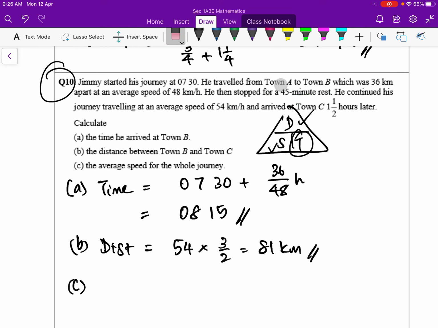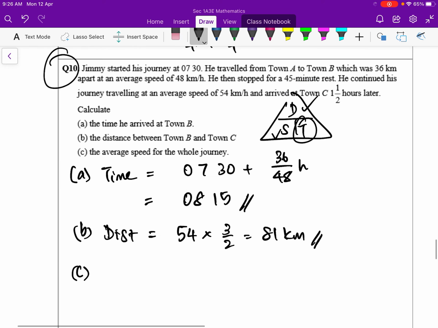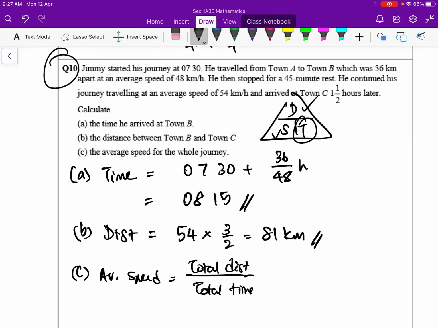Therefore, we need to really use the formula average speed equals total distance over total time. You do not need to write this down, but I'm writing it down to remind you that total distance literally means the total distance traveled. Total time literally means total time taken, including whatever breaks he took. So total distance in this case, 36 kilometers plus 81 kilometers. This is in kilometers, numerator in kilometers.